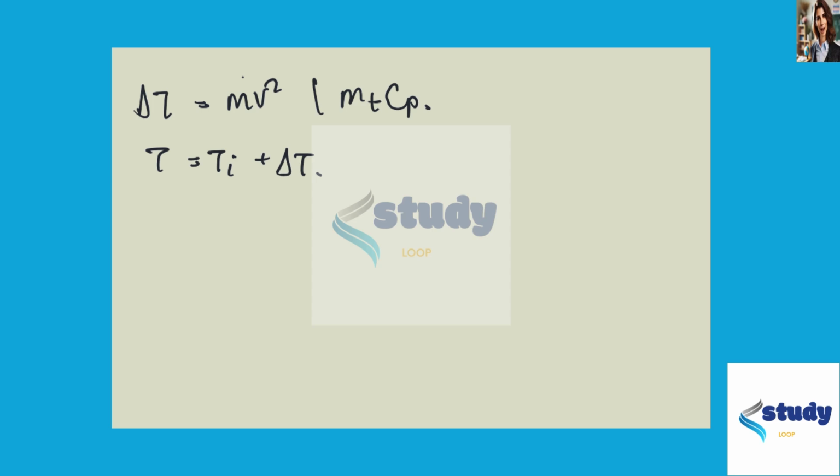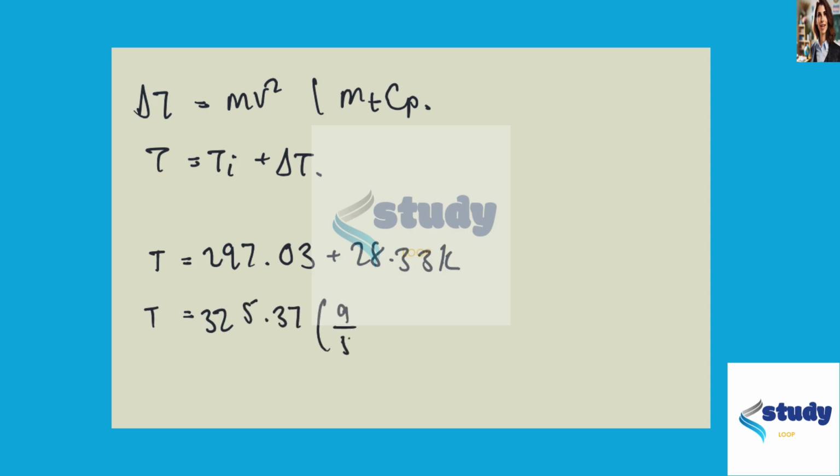And the change in temperature is 28.33 and Ti is 297.03. So we substitute all these values in. We have T is 297.03 add 28.33 Kelvin, which is 325.37, multiplied by 9 over 5, take away 459.67. T is 126 degrees Fahrenheit.